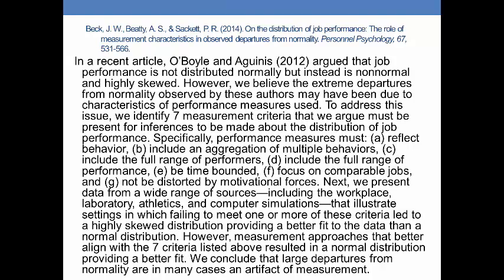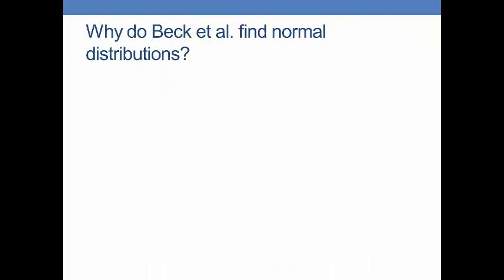Next, we present data from a wide range of sources, including the workplace, laboratory, athletics, and computer simulations, that illustrate settings in which failing to meet one or more of these criteria led to a highly skewed distribution, providing a better fit to the data than a normal distribution. However, measurement approaches that better align with the 7 criteria listed above resulted in a normal distribution, providing a better fit. We conclude that large departures from normality are in many cases an artifact of measurement, so they're challenging the result of O'Boyle and Aguinis.